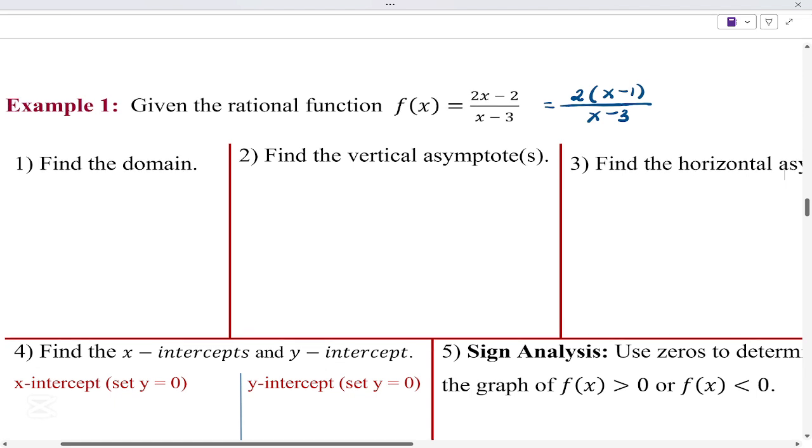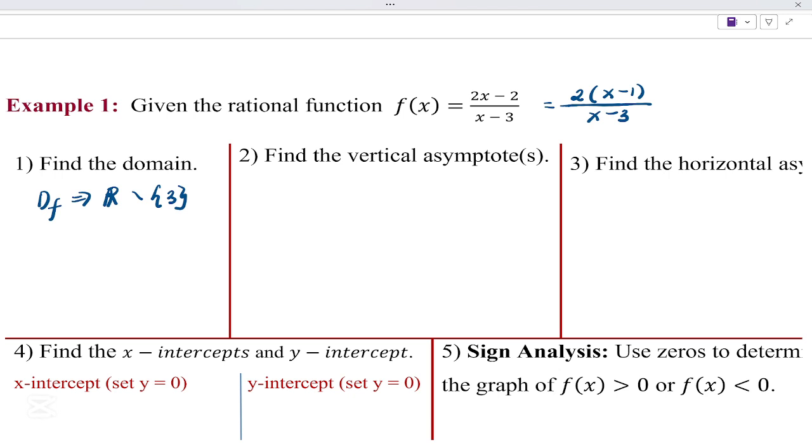So for the domain, we know that this is a fraction, and in a fraction or rational function, x minus 3, the denominator, cannot be 0. And the value of x that makes it 0 is 3. So it means that the domain of the function is all real numbers except 3.